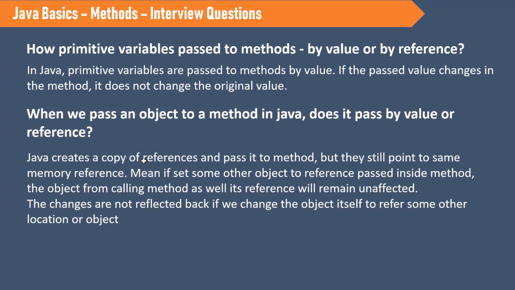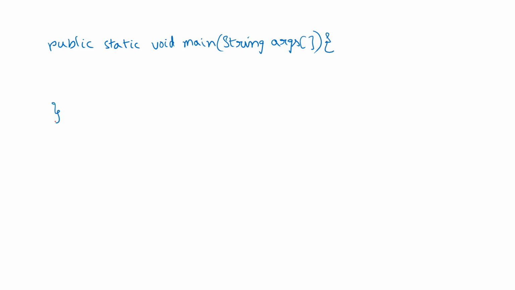The first question is how primitive variables are passed to methods, by value or by reference. In Java, when we pass primitive values to methods, they are always passed by value. For example, let's say I have two methods. One method is the main method, which is public static void main. So this is one method.